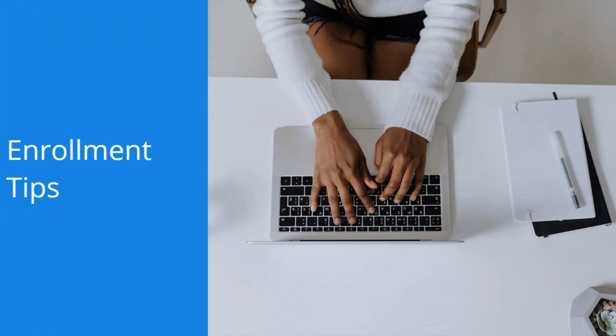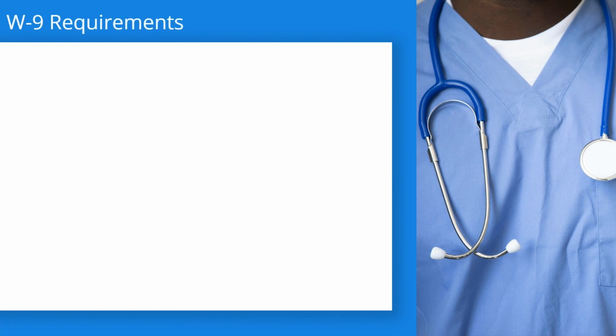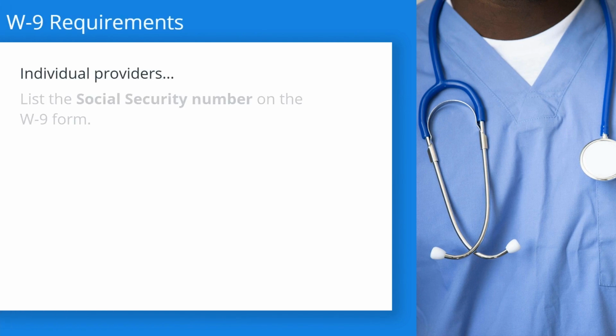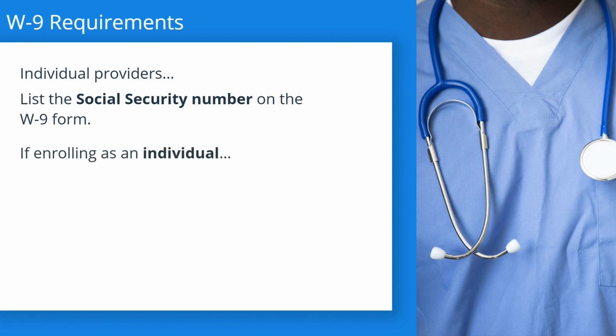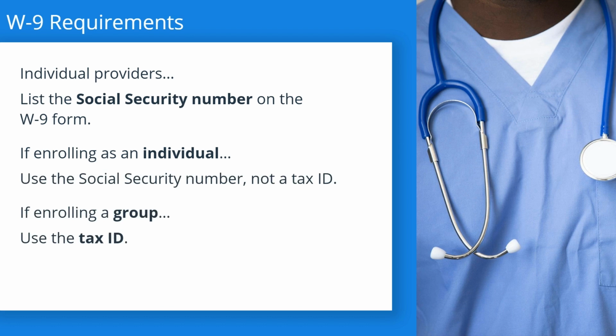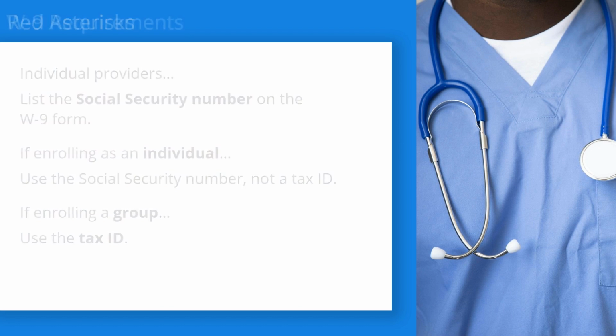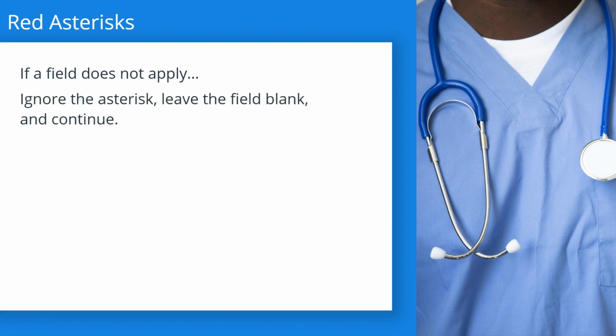Here are some tips to remember when completing an enrollment application. W-9 requirements. If you're an individual provider, you must list your Social Security number on the W-9 form. Arkansas Medicaid does not use the W-9 for billing purposes, it is used only to identify you as the enrolling provider. If enrolling as an individual, such as a physician, you should use your Social Security number throughout the application, not a tax ID. If enrolling a group, only the tax ID needs to be listed throughout the application and on the W-9. Red asterisks. The online application may display red asterisks in fields that do not apply to a provider's type.